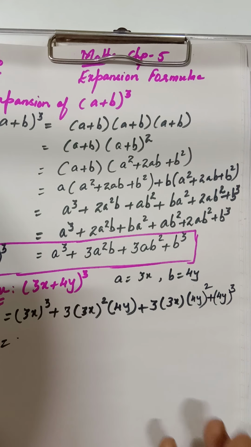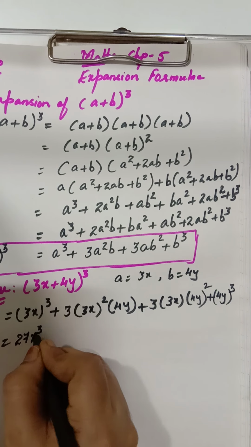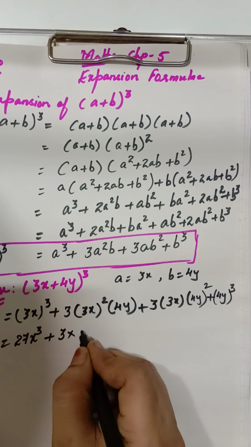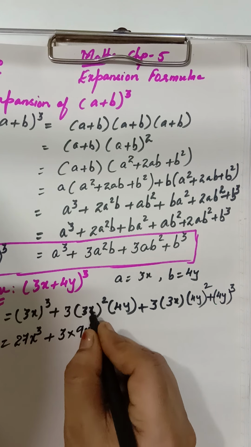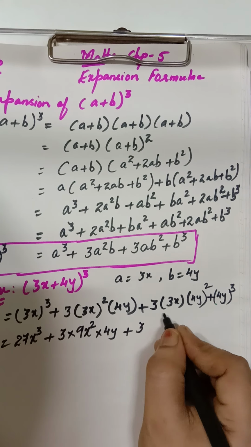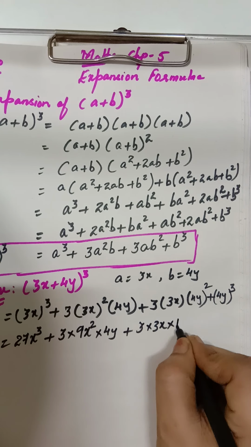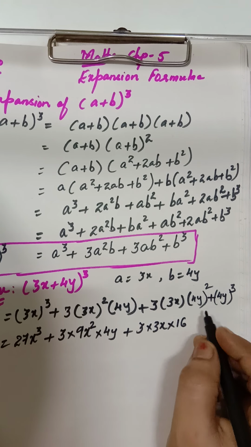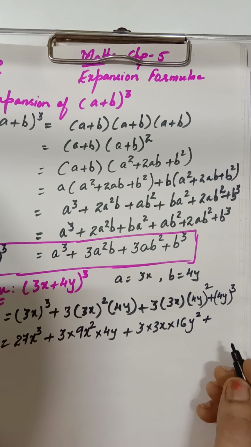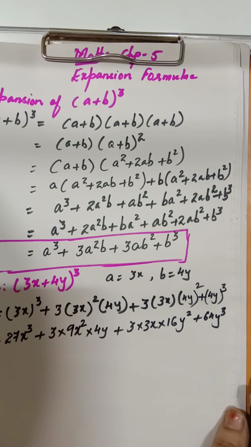3 cube will be 3 into 3 into 3. So you can write here, that is 27x cube plus 3 into 3 square, which becomes 9, and x square into 4y, plus 3 into 3x into 4 square. 4 square becomes 4 into 4, that is 16. Okay, y square plus 4 cube, 4 into 4 into 4, so it will be 64 y cube.